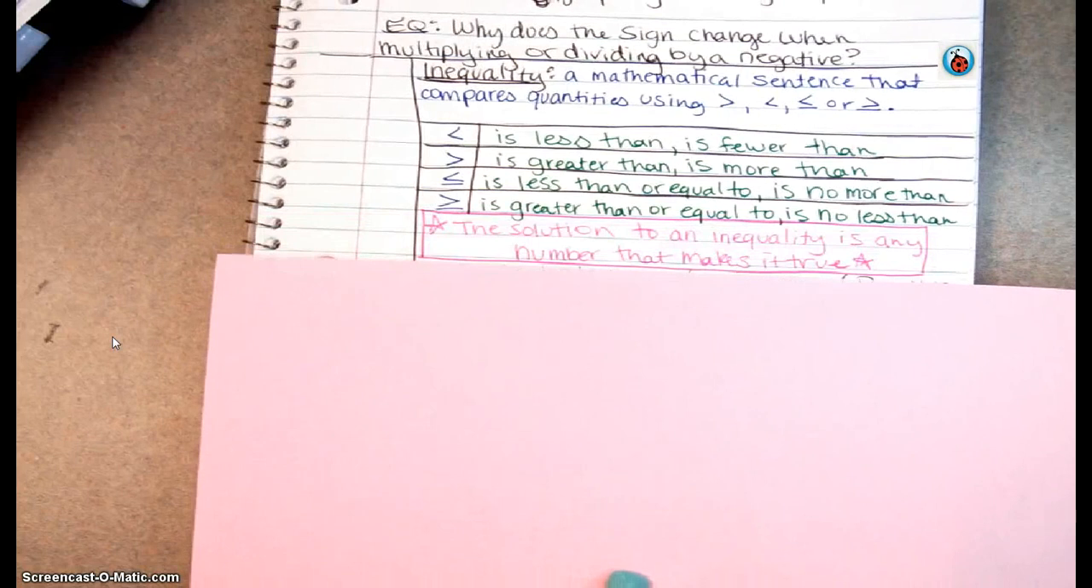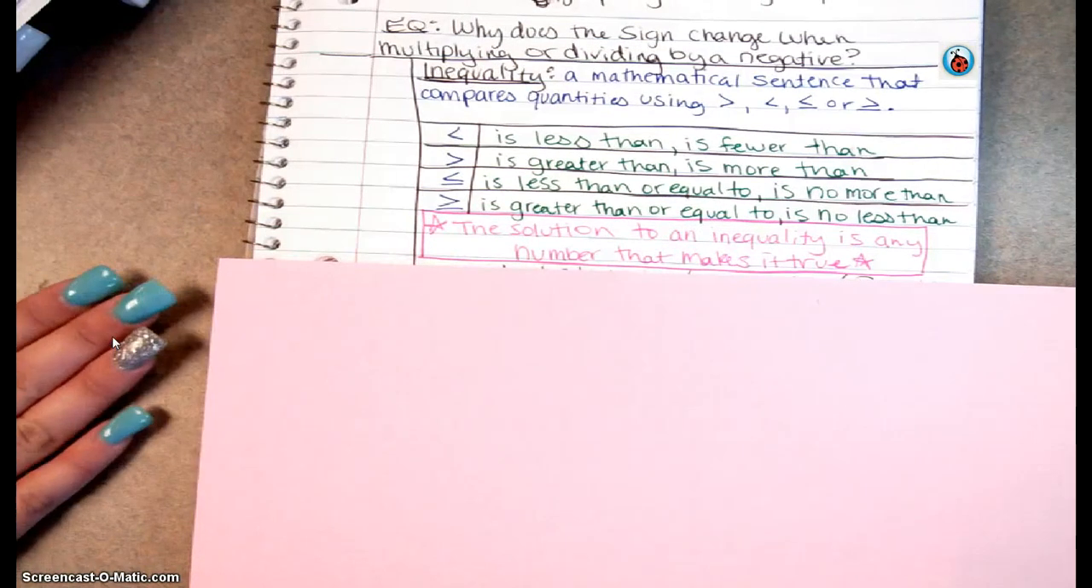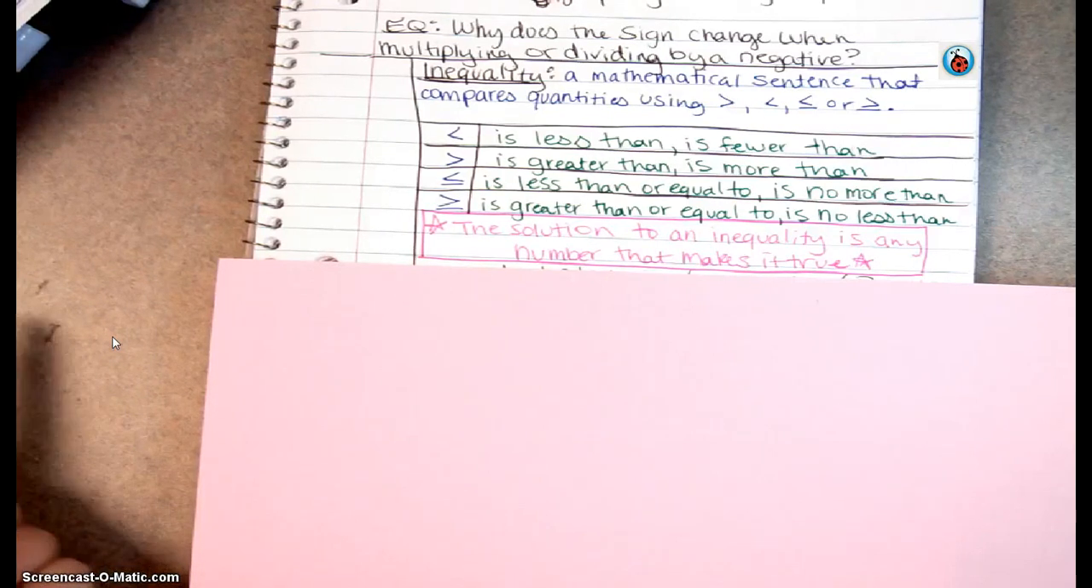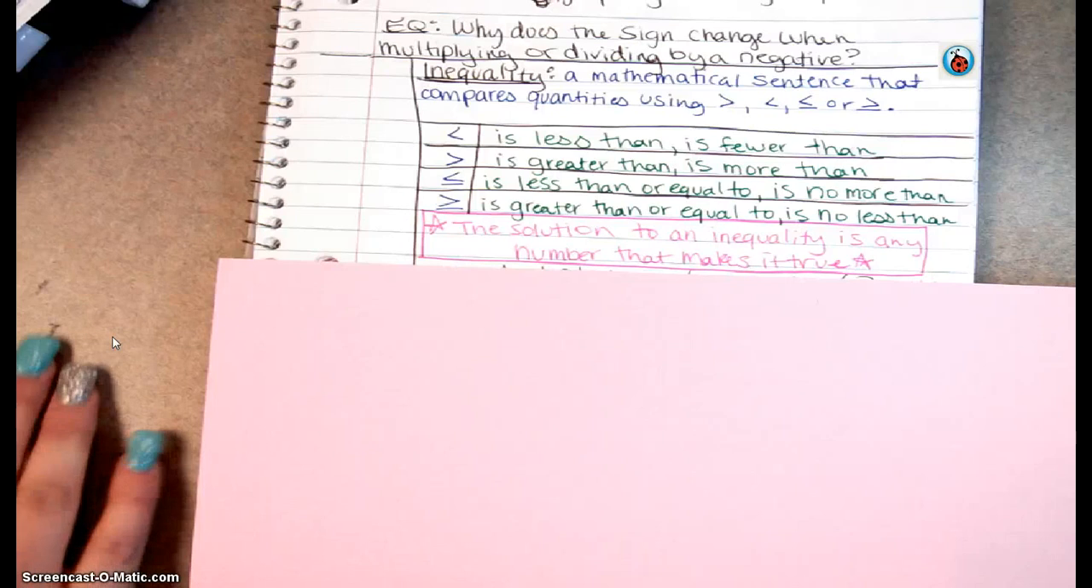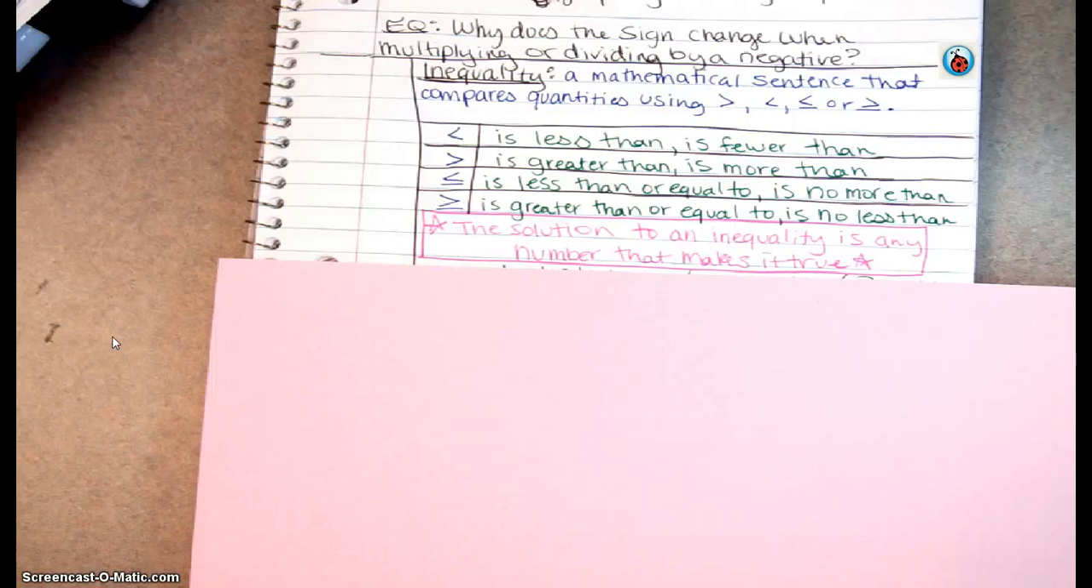Alright, I also want you to put this down. It says the solution to an inequality is any number that makes it true. So for an equation, we only had one solution because it had to make them equal. But for an inequality, it's any number that makes the statement true. So there's always going to be more than one solution. So that's why we're going to graph them on a number line. Alright, so the solution to an inequality is any number that makes it true.